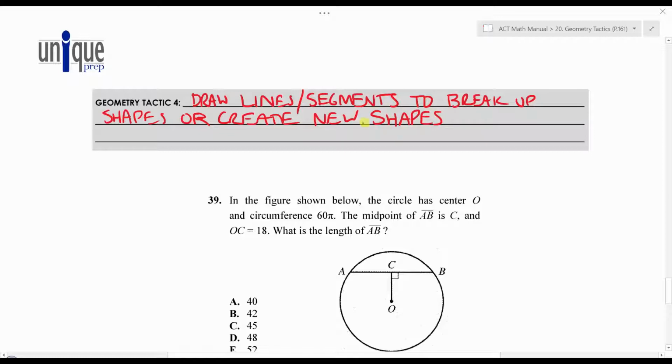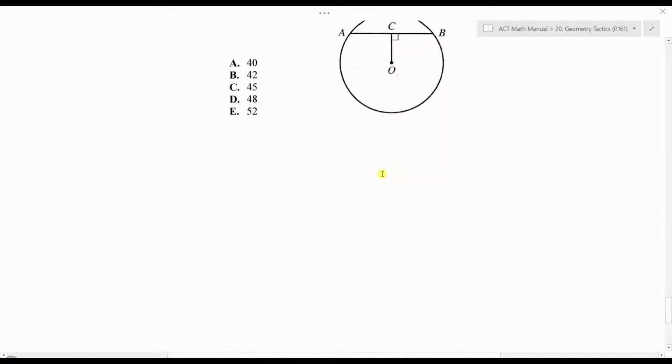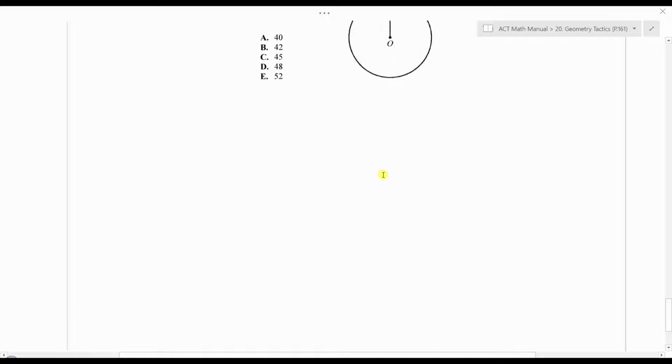Draw lines or segments to break up shapes or create new shapes. I'm going to show you a few examples of this down at the bottom of page 164. If you want to try to draw these out, you can. It's not that big of a deal. If you want to just follow along, that's probably fine too.